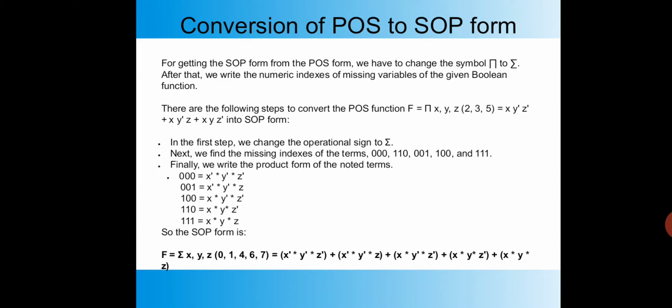The first thing is, there are the following steps to convert the POS function. Say the function is f equal to pi of x, y, z with 2, 3, 5. If the numerical values are 2, 3, 5, then what you have to do is, that is equal to (x + y' + z')(x + y' + z)(x' + y + z')... as x y' z', x y' z, x y z'.